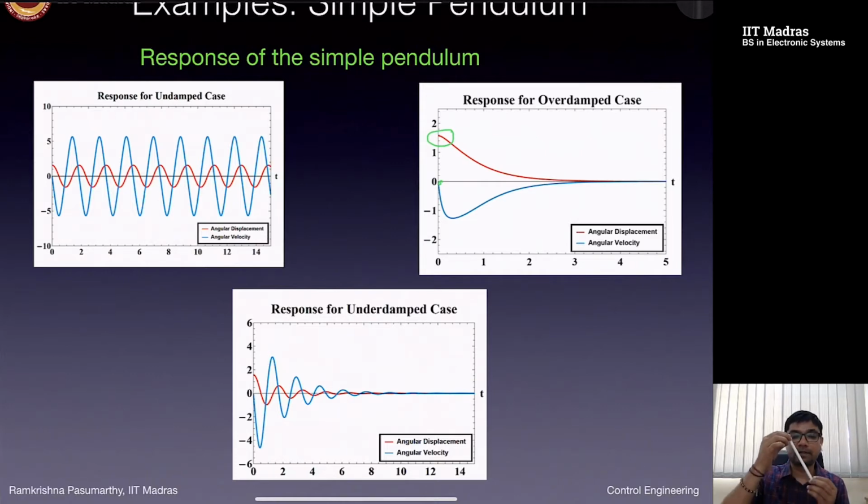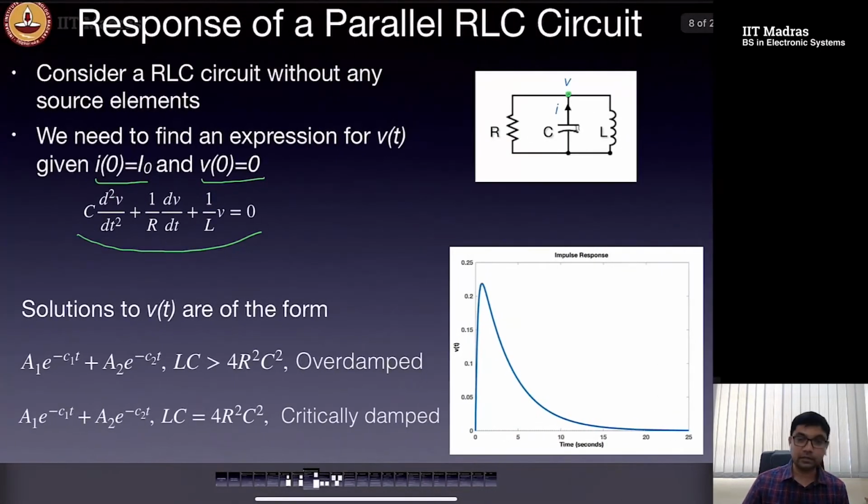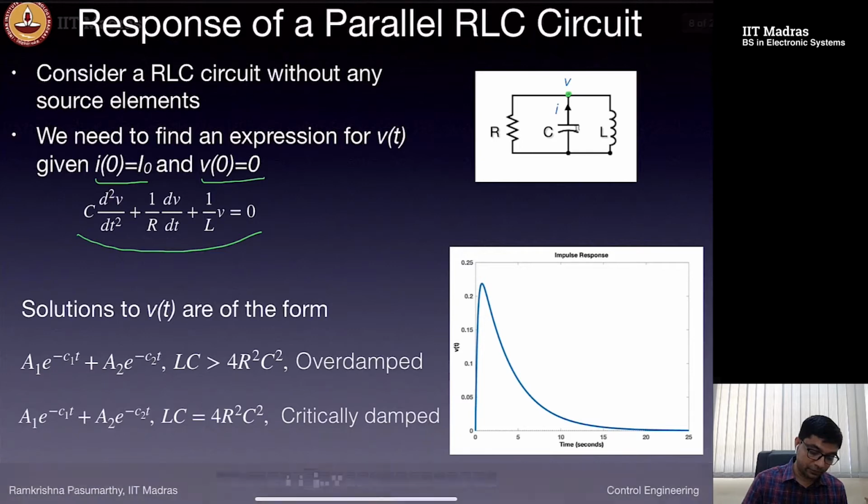In the underdamped case, I start from a non-zero position. It just oscillates for a while before it comes back to 0. Okay, so similarly, we will see in the case of a circuit how we mathematically look at this overdamped and underdamped behavior. So solutions to these differential equations are of this form. Again, I'll not go into the details at the moment of how we are computing this, but the solution will be a combination of two exponential terms, where this is called an overdamped case.